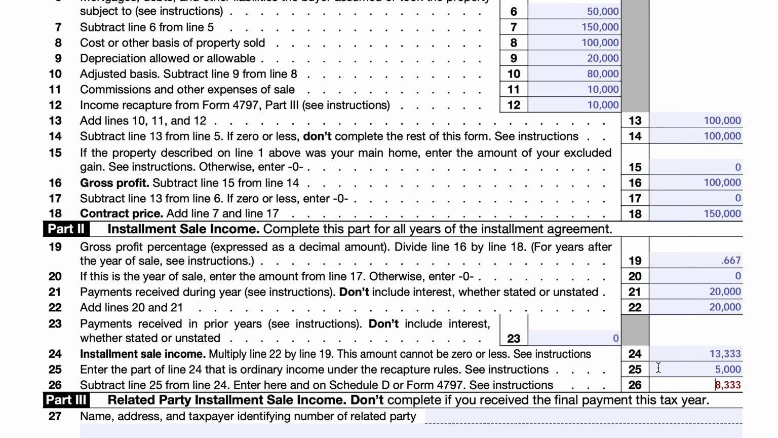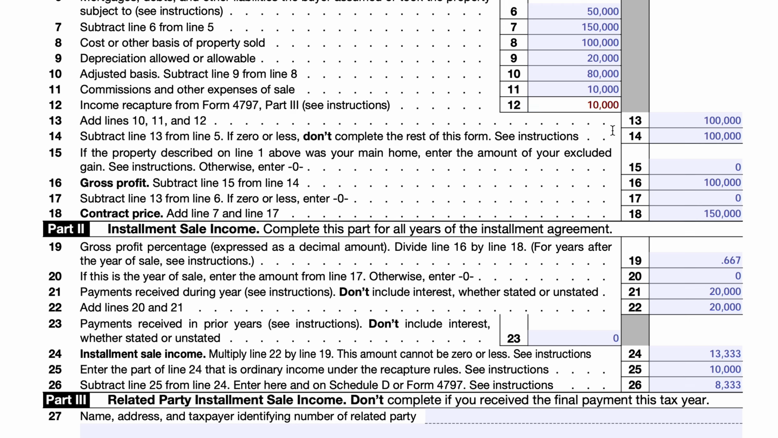So our installment sale income happens to be whatever line 22 is multiplied by this decimal here, and we get $13,333. And I realize a mistake that I made here when I was pre-filling out this form. Let's just say that all of line 24, this is the ordinary income under recapture rules, again, based on IRS Form 4797, that we claimed when we're going to recapture that depreciation and report it as ordinary income. So this should be the same amount.